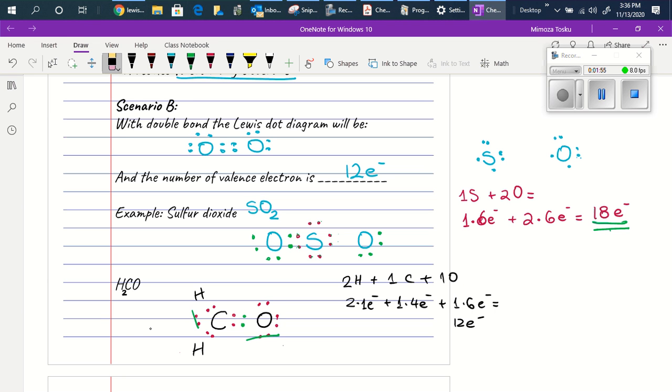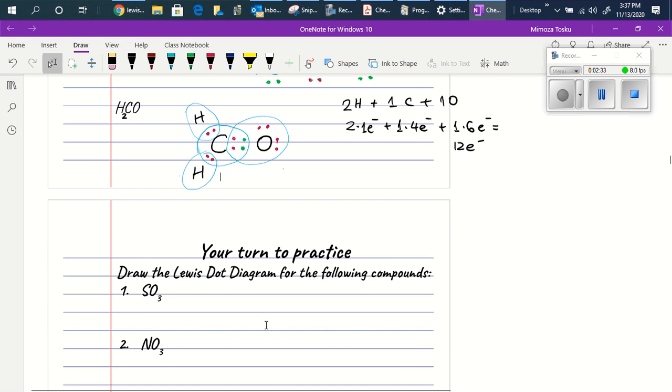In this case, by erasing those 4 electrons, hydrogen is now satisfied with 2, because it is an exception. It needs only 2 to be happy with the outer shell. Carbon has 1, 2, 3, 4, 5, 6, 7, 8 electrons, so it's happy as well. Oxygen, on the other hand, has 1, 2, 3, 4, 5, 6, 7, 8, and it is completed with 8 electrons in the outer shell.